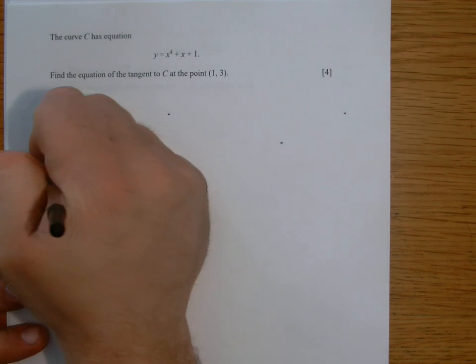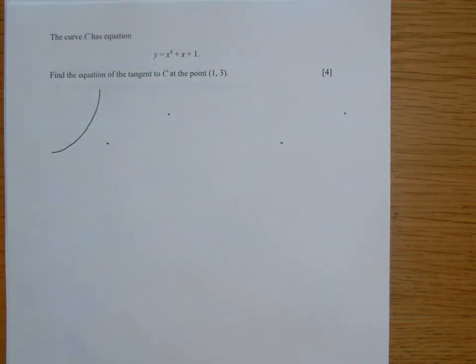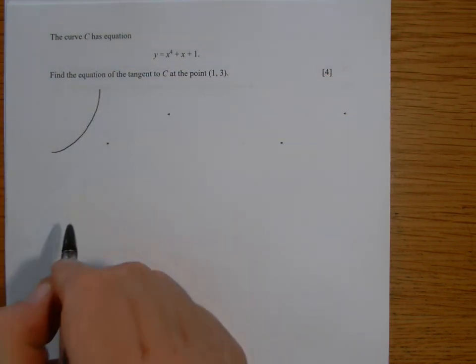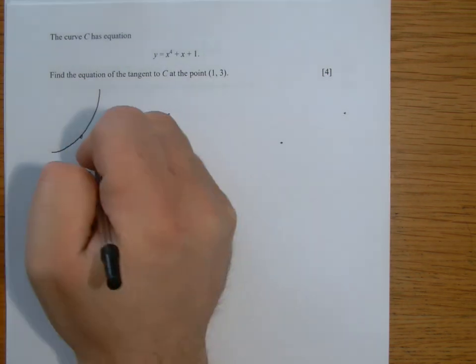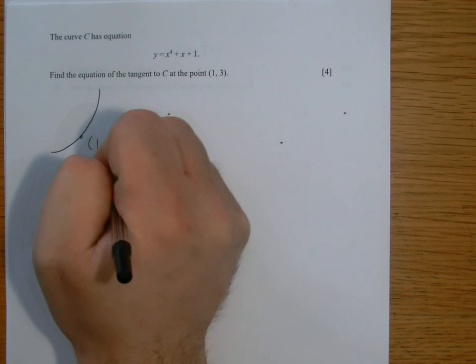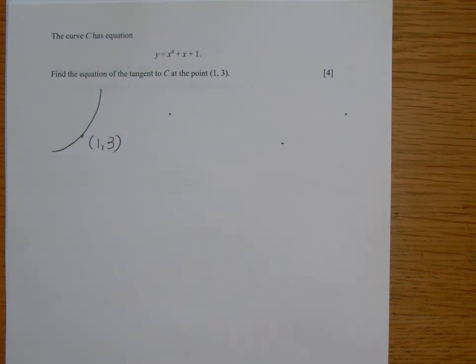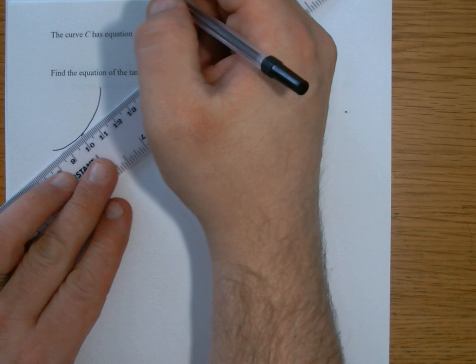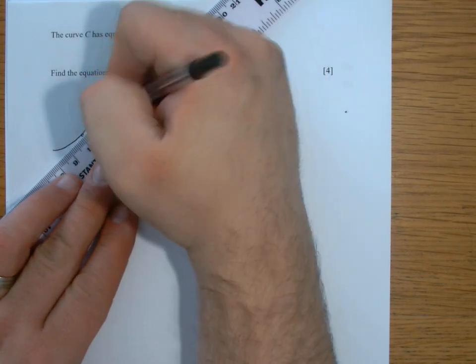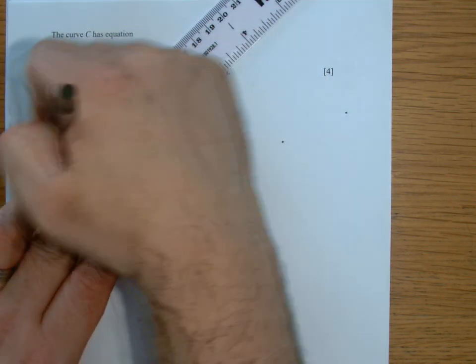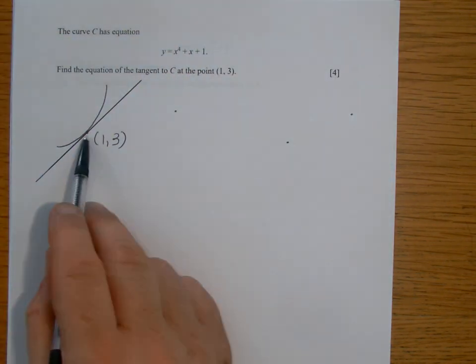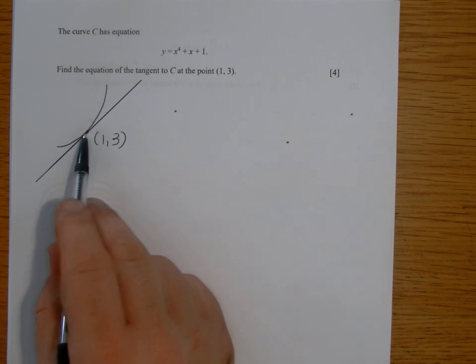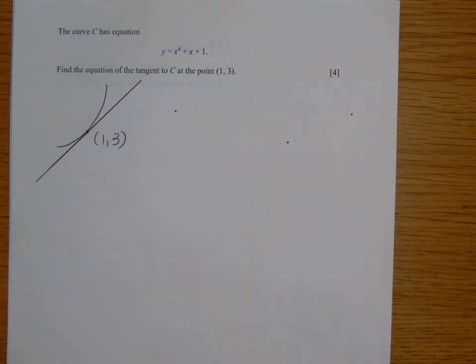So suppose, let's just draw a sketch of a curve. It doesn't matter what it looks like, but we've got a little bit of a curve here, and I've got a point on the curve. They say the coordinate is (1, 3), and we want the equation of the tangent. So remember, a tangent is a straight line that touches the curve at that point there. The tangent has the same gradient as the curve at that point, hence why it's touching it.